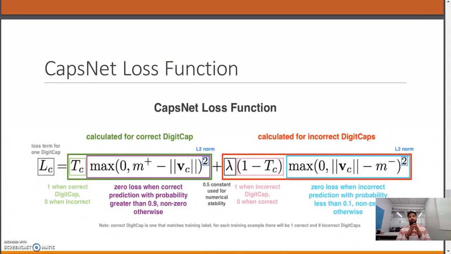CapsNet loss function is represented here. We are taking the L1, L2 norm, then we calculate for the correct digit caps, calculate for the incorrect digit caps, and everything in the loss function is there.